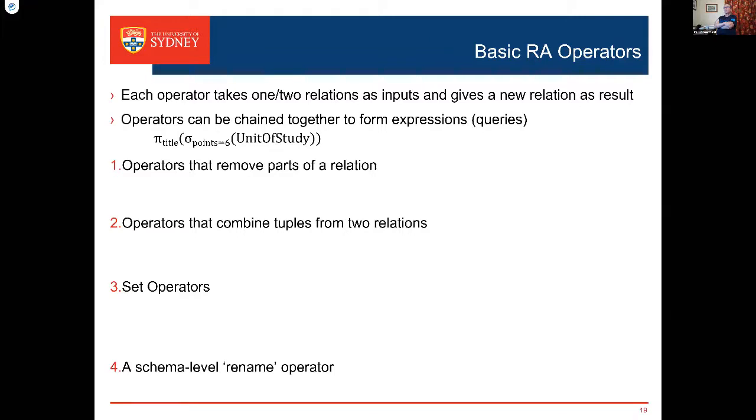Relational algebra operations: each operator takes 1 or 2 relations as input and gives you a new relation as a result, and you can nest these. We've got nesting there of the sigma inside the pi. So the way you'll make long complicated things is just by nesting. And there are some other conjunction operators we'll come across. So we can do expressions.